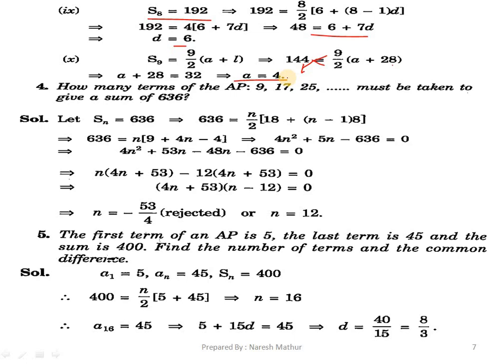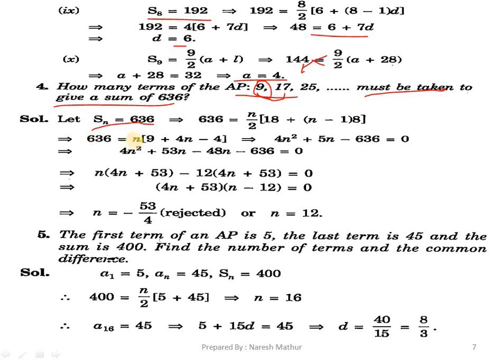Now in the word problems you need to just check, because these are the simple ones. We can see directly what will be the value of a and d and other variables. So just check it. Let's see how many terms of the AP must be taken to give a sum of 636. Now what we are given, Sn = 636. First term a = 9, d = 17 - 9, which is 8. So just put the values into Sn = n/2 [2a + (n - 1)d].